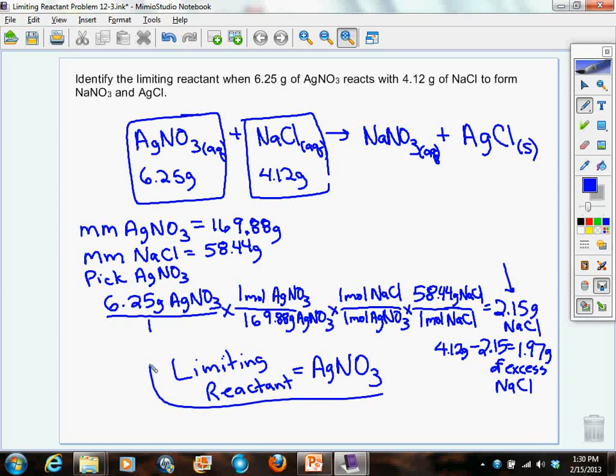Now I want to point out, if you did this problem a little different way, if you started with the sodium chloride, in other words, you put down 4.12 grams of sodium chloride, what you would have found out by doing this equation over again is that you would have used more than 6.25 grams of silver nitrate. Once again indicating that the silver nitrate was the limiting reactant.